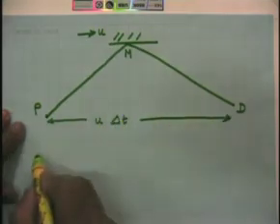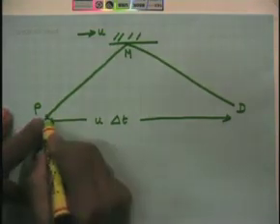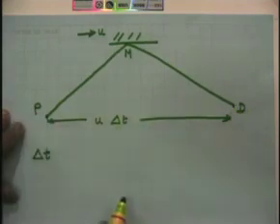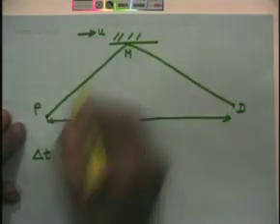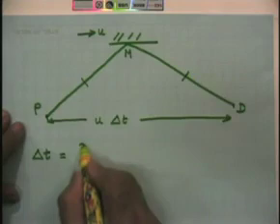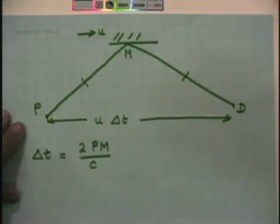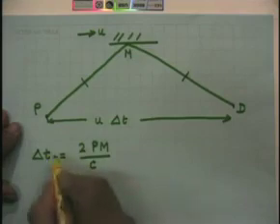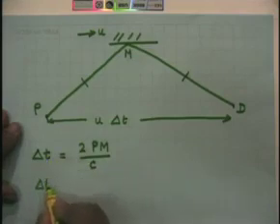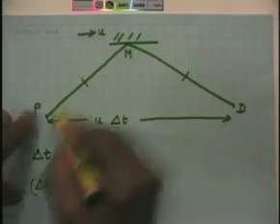So, therefore, the time that you will observe between the two events, the production of the light pulse and its subsequent detection by D, will be equal to PM plus MD divided by c, but PM is equal to MD. So, this will be 2 times PM divided by c, where c is the speed of light in free space. And so therefore, delta t whole square is equal to 4 by c square, 4 by c square PM square.